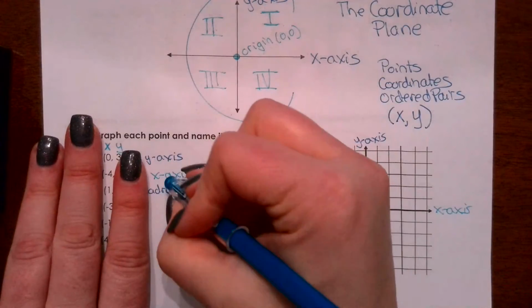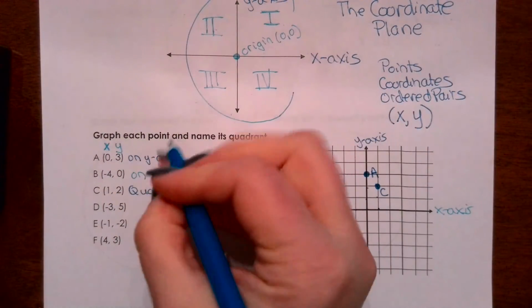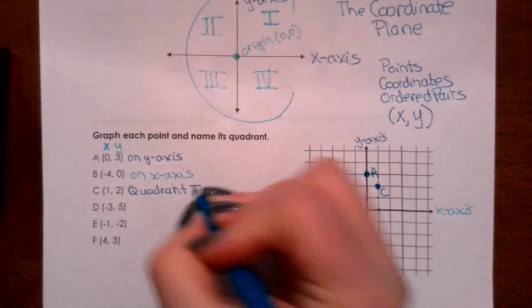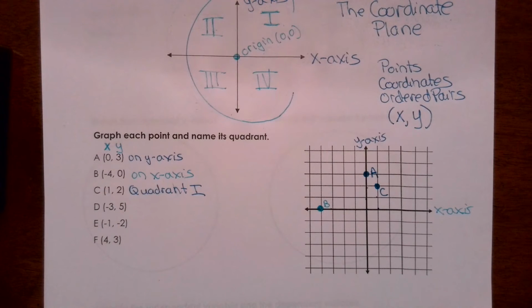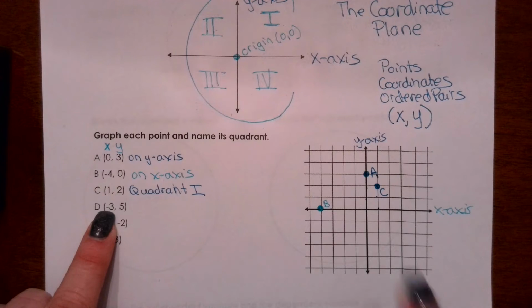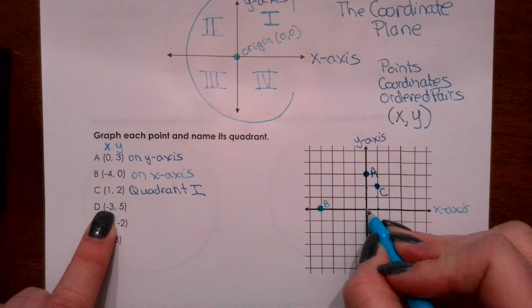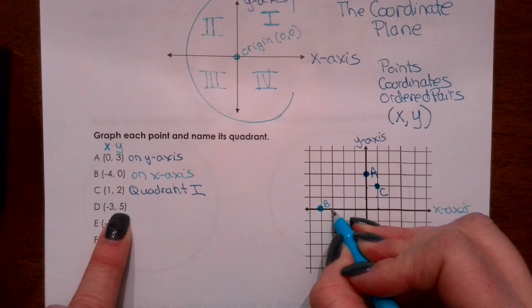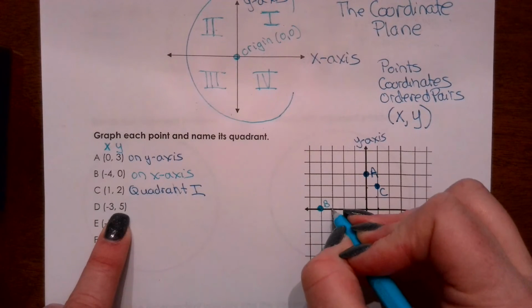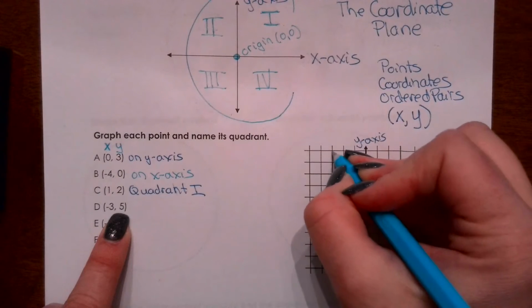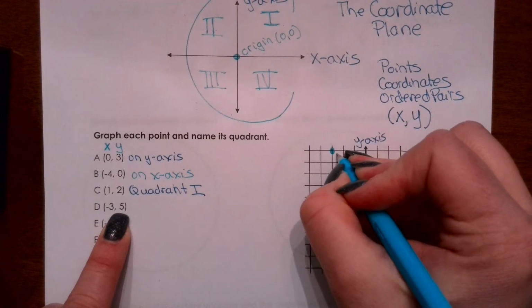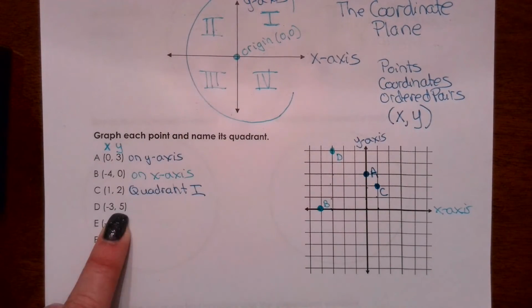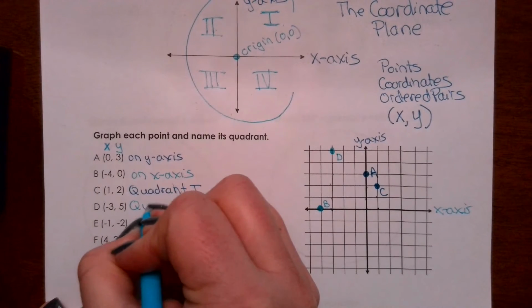Oops, not quadrat. Quadrant 1. Okay, moving on to D. Starting at the origin, I'm going to go left 3 because it's negative. 1, 2, 3. Then it's positive in the y coordinate, so I'm going to go up 1, 2, 3, 4, 5. So D is over here, and that looks like it is in quadrant 2.